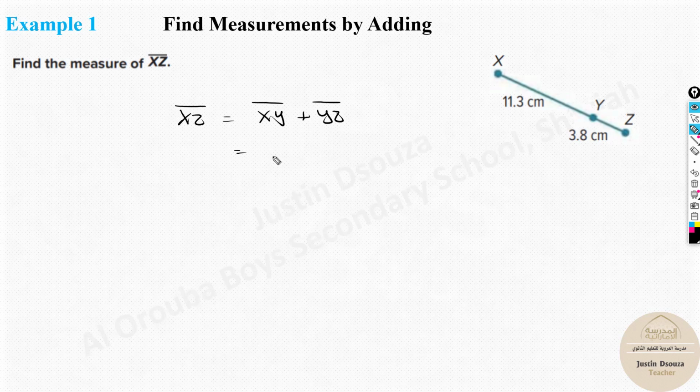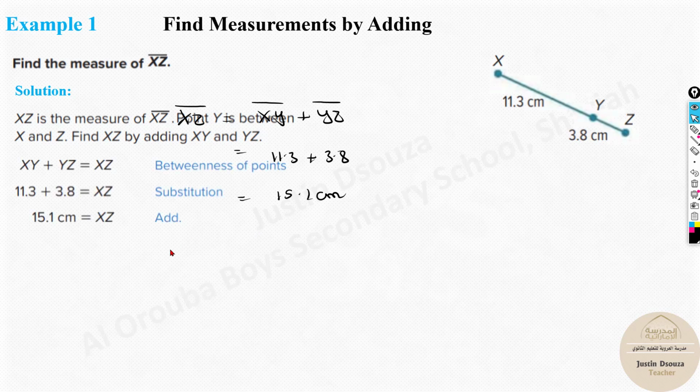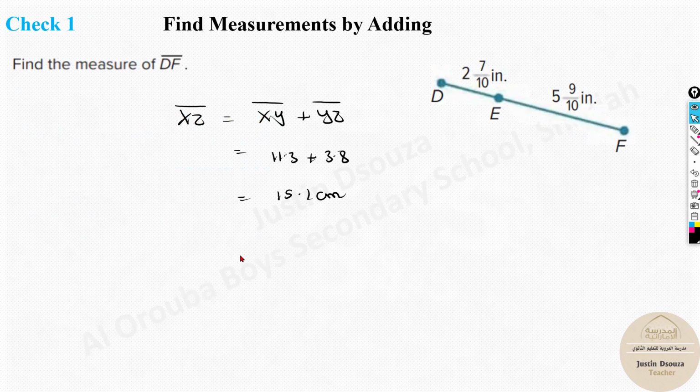So what happens? XY is 11.3 plus 3.8, and the answer over here would be 11 plus 3 is 14, and over here it will be 15.1. You have to do the units first. It'll be 11, so 1 extra. So that's it. Now this is the answer. Now here they have told the units is centimeter, so make sure you write the centimeter as the units. It is 15.1 centimeter. That's the answer. That is the line segment XZ.